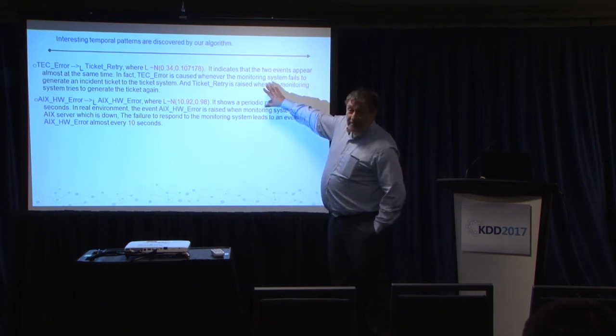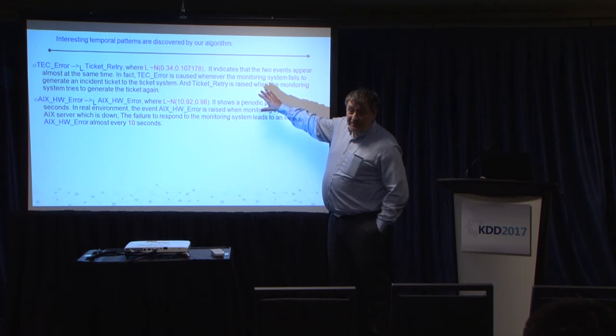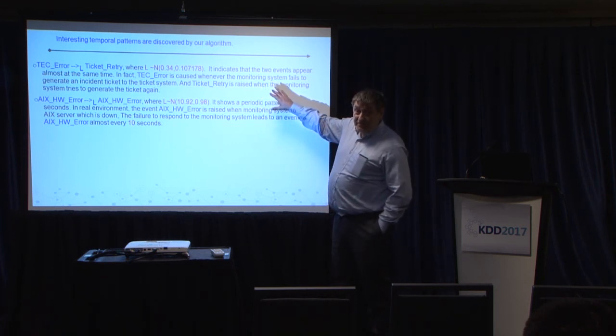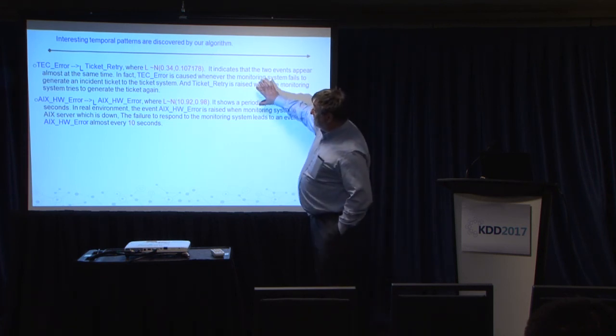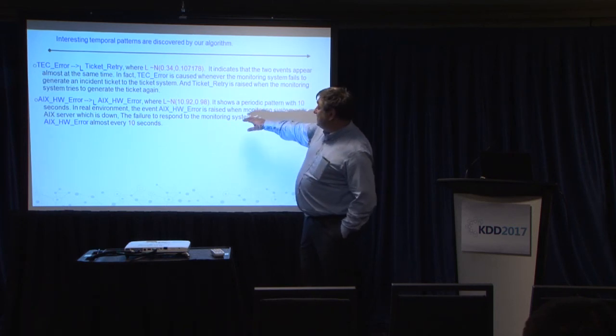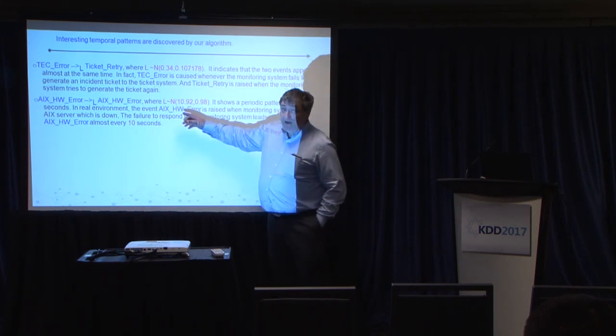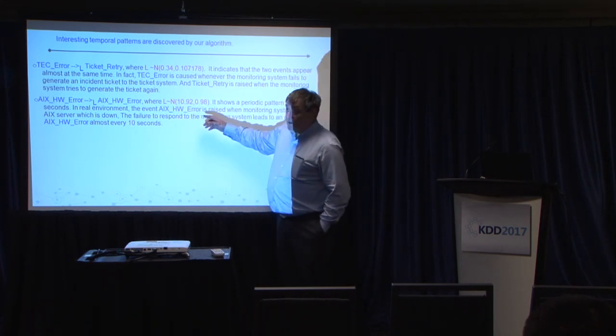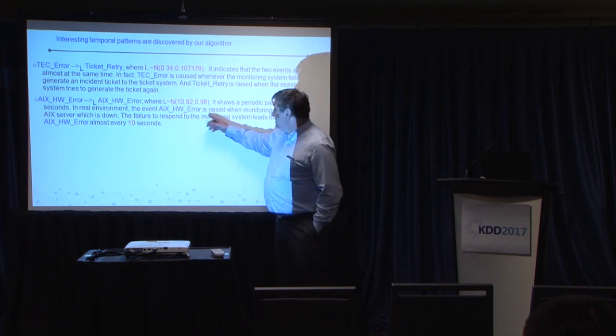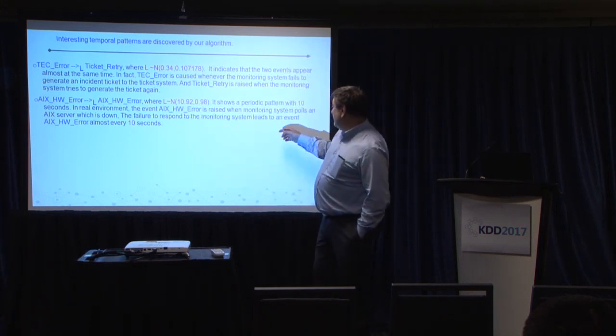One more thing I want to tell is that there is a sanity pattern that we would like to make sure is present when we do analysis. Two of them are here. Let me comment quickly about this one. So we have a periodic pattern within 10 seconds. AIX is a Linux-type operating system, high-end, by IBM.